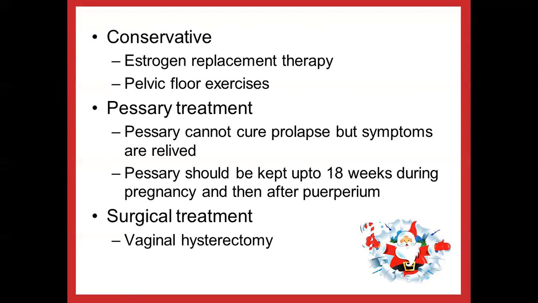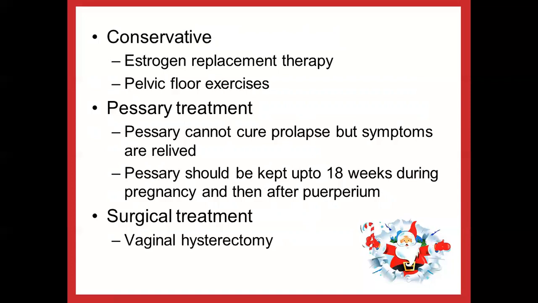So conservative techniques include estrogen replacement therapy to make the muscles strong or to provide support to the supporting structures of the uterus. Estrogen replacement therapy should be done, and we have to encourage the pelvic floor exercises. Pessary treatment is done, but that will not cure a prolapse. But the signs and symptoms can be relieved. Okay. And the pessary should be kept up to 18 weeks during the pregnancy, and then after the puerperium also.